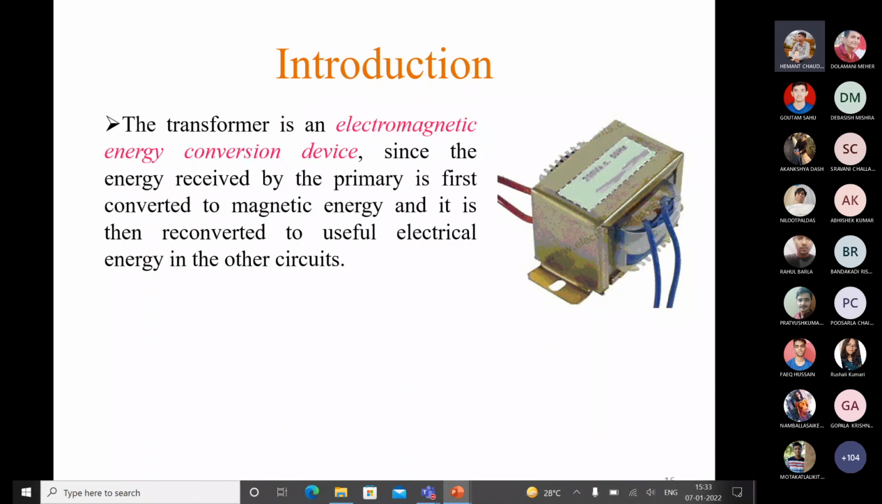So now this transformer is an electromagnetic energy conversion device. Why is it so? Because first of all, we are giving some electrical energy to its primary winding, and that energy is first converted into magnetic energy, and then it is reconverted into electrical energy in the other winding, which is supplied to the second circuit. That means the circuit which is connected to the secondary winding. So there are two steps of energy conversion. First of all, electrical energy is supplied to the primary, which is converted into magnetic energy in the magnetic coupling, and then this magnetic energy is reconverted into electrical energy in the secondary winding.